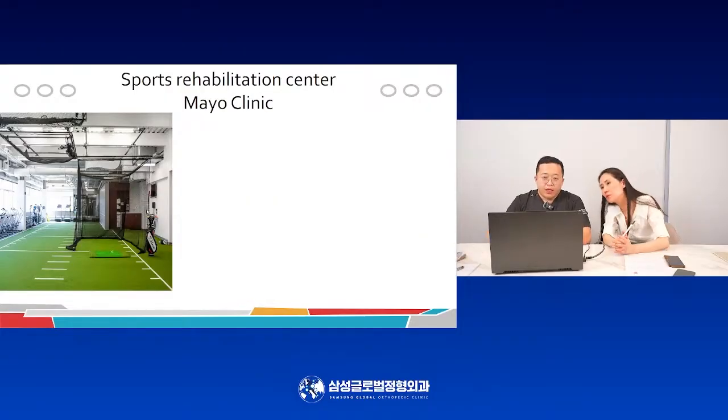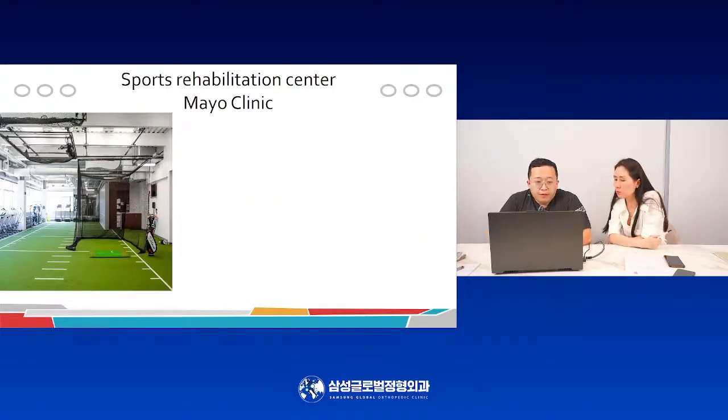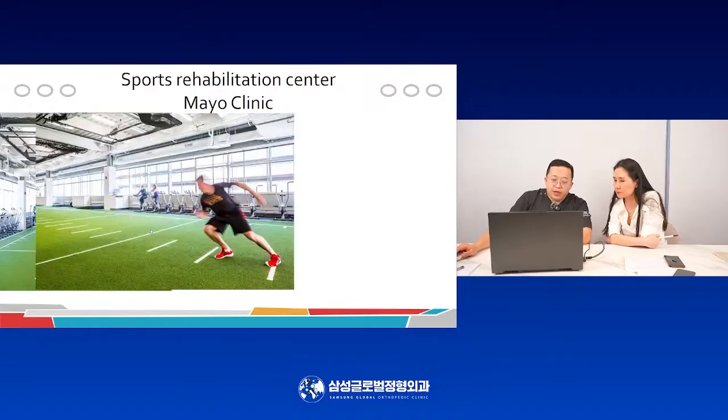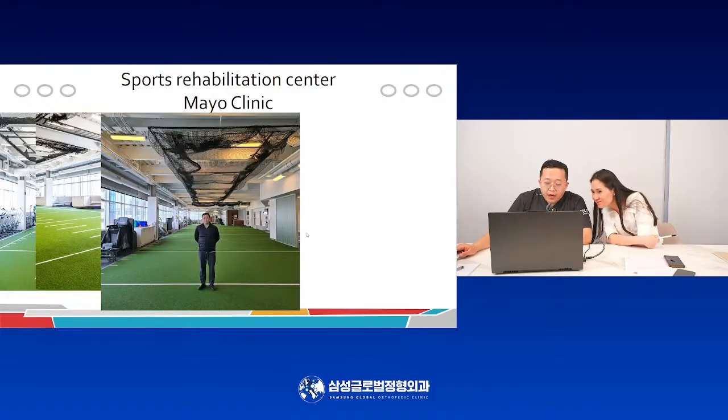I went to the Mayo Clinic to study a lot of the hard cases of surgery, and also I'm very interested in how they do sports rehab in their clinic. As you know, Mayo Clinic is the most famous hospital in the world, right? There is also a very crazy rehab system.